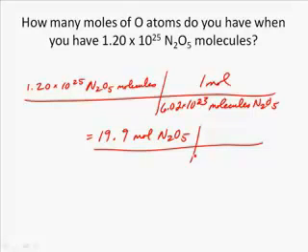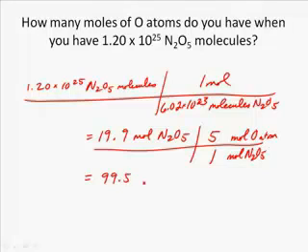Now it wants to know moles of just oxygen atoms. So I want to go from moles of N2O5 to moles of oxygen atoms. Looking at the formula N2O5, that tells me for every 1 mole of N2O5 molecules, I'm going to have 5 moles of oxygen atoms. So 19.9 times 5 gives me 99.5 moles of oxygen atoms. Okay? All right, let's look at another one kind of similar.